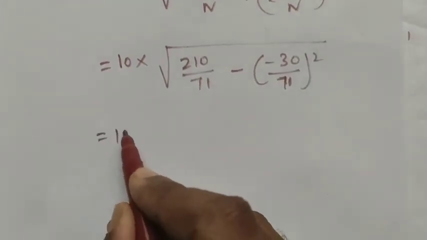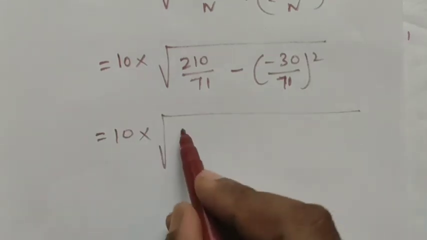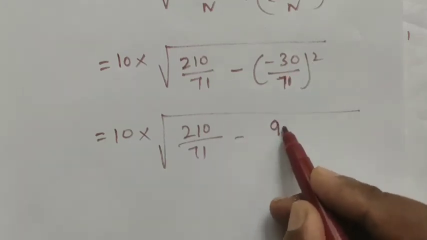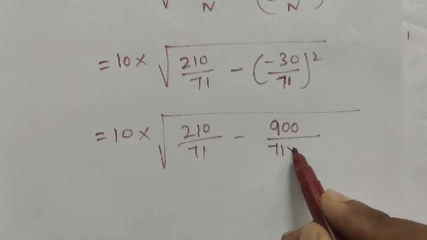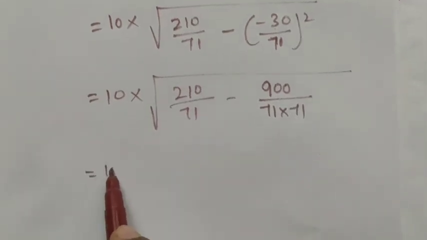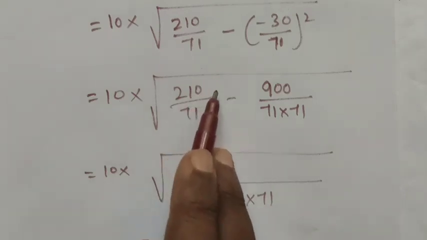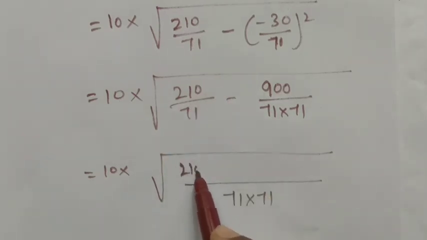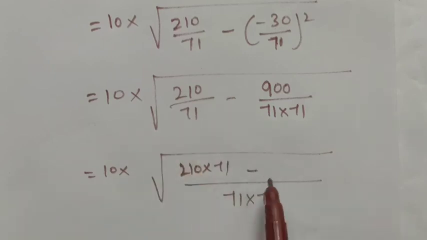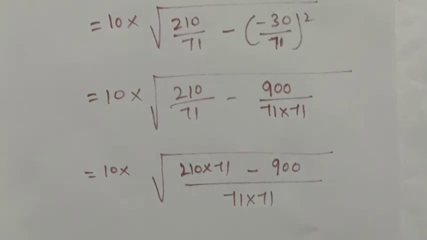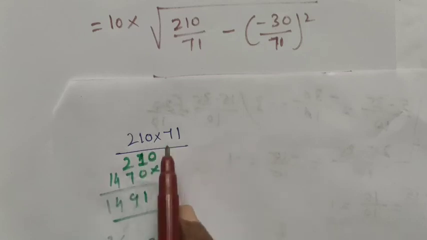Now we have to find the square root for this. We get 210 divided by 71 minus 30 square, which is 900, divided by 71 into 71. Now we have to take the LCM. I take the LCM as 71 into 71, which means we multiply 71 into 71 with each and every term. Here we multiply 210 into 71. One 71 is cancelled for the second term, so we get 900. When we multiply 210 into 71, we get 14910.